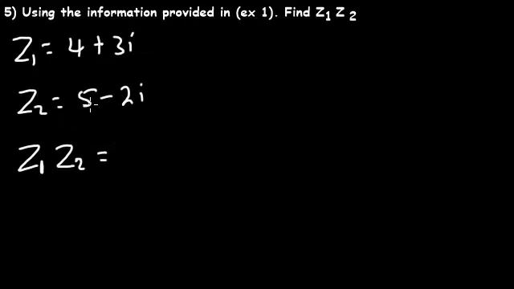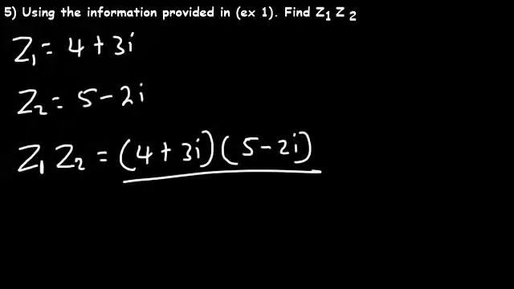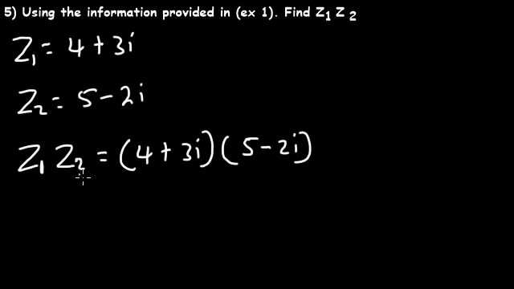To multiply two complex numbers, you expand them as if you are expanding two binomials. What I will say makes sense. Enclose each of them within parentheses. The first one is 4 plus 3i, and the second one is 5 minus 2i. Then you expand the brackets and simplify your result. At the end of the day, once you have it in the simplest form, you have your final answer.